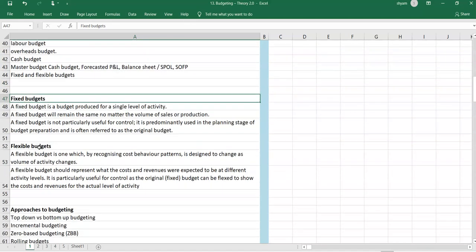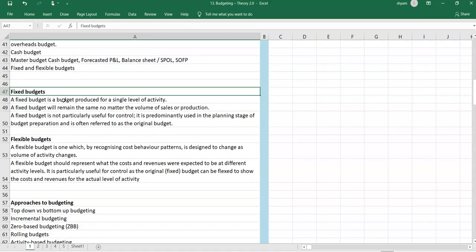What is a fixed budget? Fixed budgets can usually be better understood through examples or numerical problems. A fixed budget is a budget produced for a single level of activity. The budget will remain the same no matter the volume of sales or production. A fixed budget is not particularly useful for control. It is predominantly used in the planning stage of budget preparation and is often referred to as the original budget.